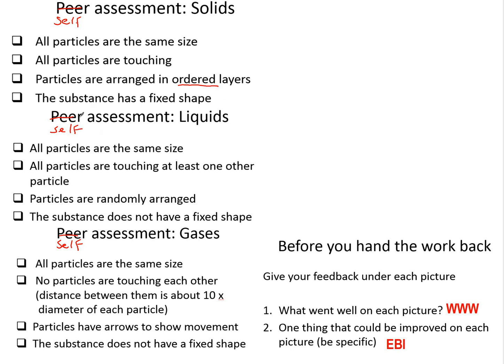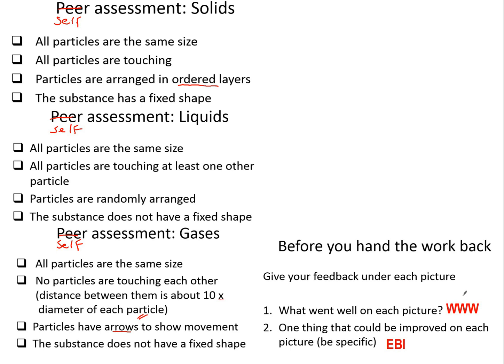Have you, in your self-assessment for the liquids diagram, have all the particles the same size? Are they touching at least one other particle? Are they randomly arranged and the substance does not have a fixed shape? And then finally for gases, all the particles are the same size. There's no particles touching. The distance between them might be about 10 times the diameter of each particle, depending on how big you've drawn your particles. The particles may have arrows or movement dashes to show movement, and the substance does not have a fixed shape.